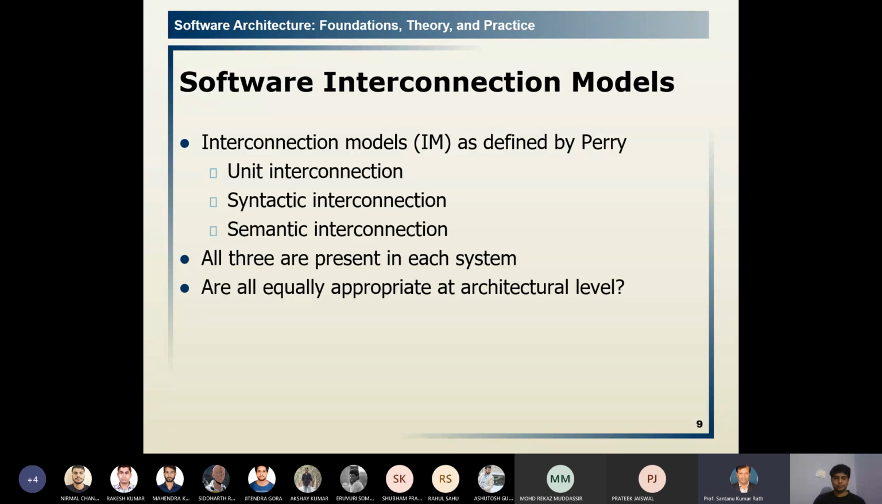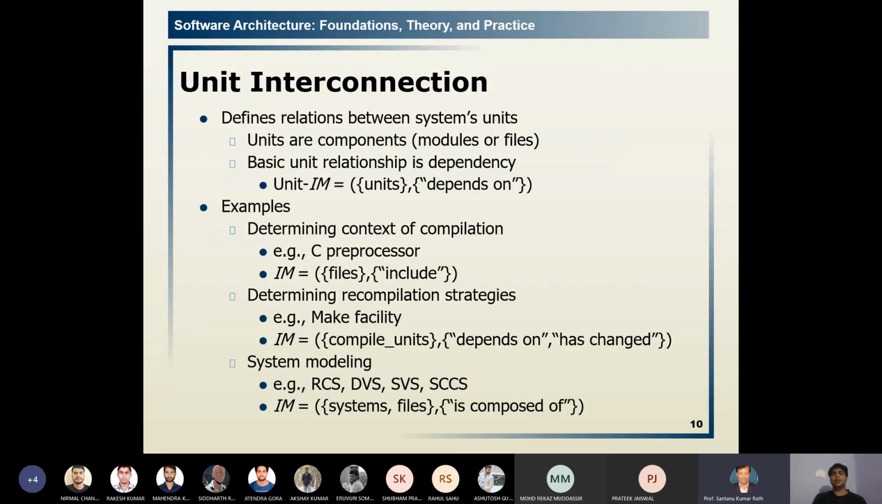Now, unit interaction. It defines the relation between the system units. What type of unit? The units are modules or any such units. The basic unit relationship is dependency, which means that one unit depends on another. In the interconnection model, dependence can be considered as "depends on". We write some standard notations: A depends on the connection B.